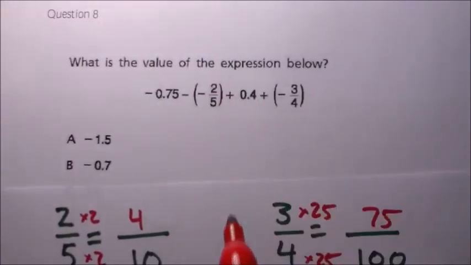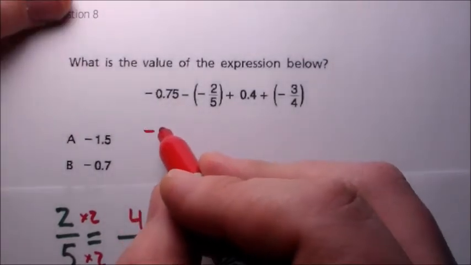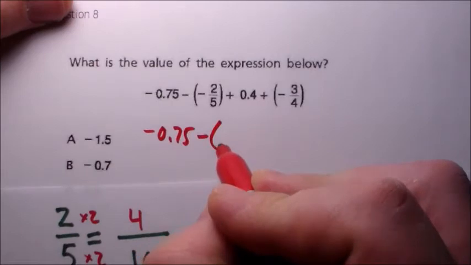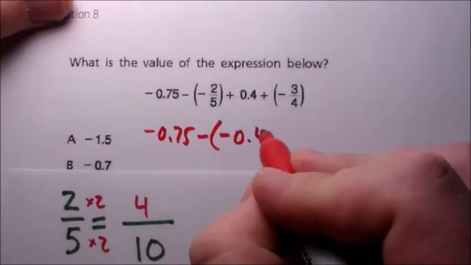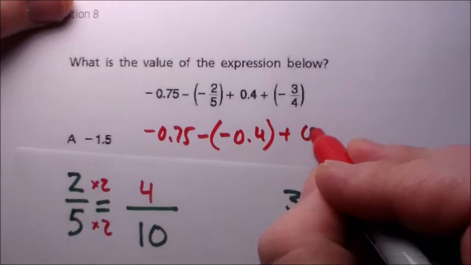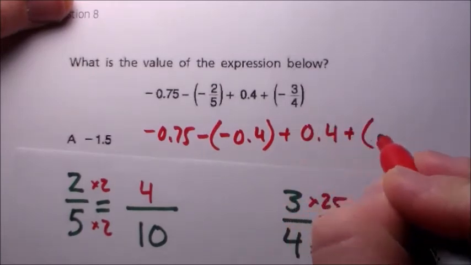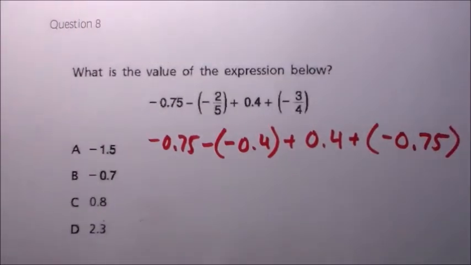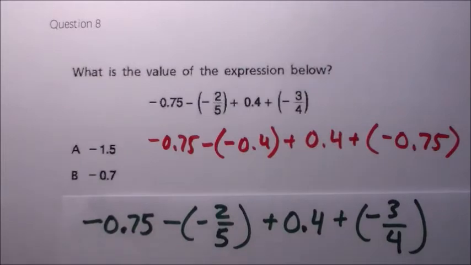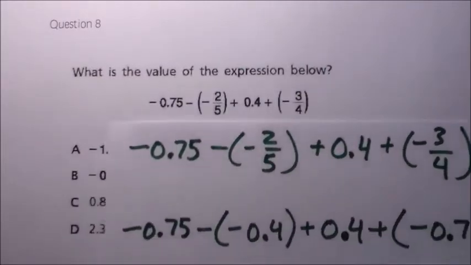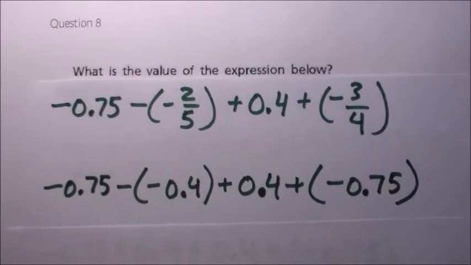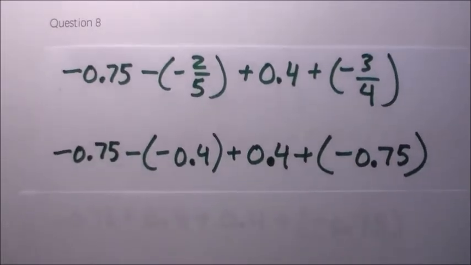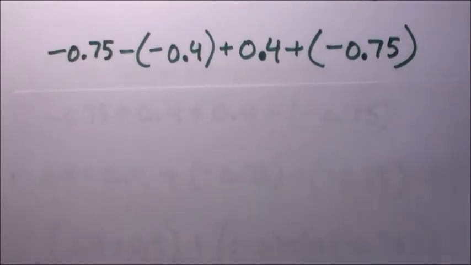And here we go. Let's rewrite it as negative 0.75 minus negative 0.4 plus 0.4 plus negative 0.75. Okay, that is what we have to deal with. And as you see, the first 2 lines of this next page just have it rewritten for us. So let's get going here. That's the original, and we shift out the fractions for decimals, and here we are.